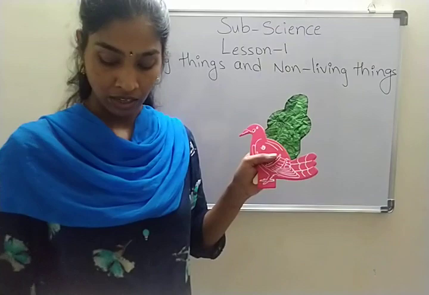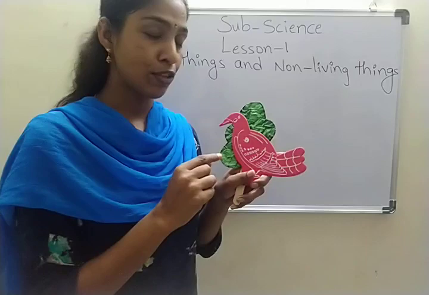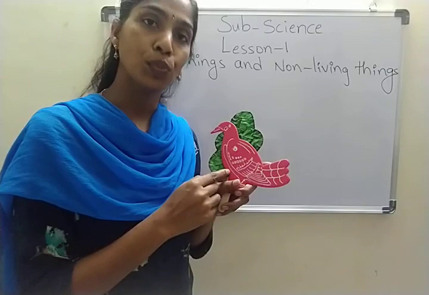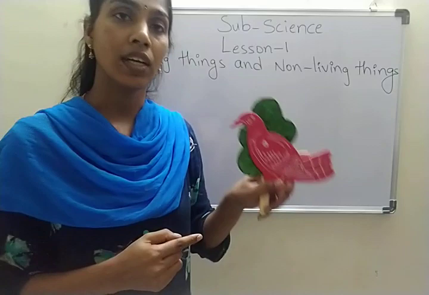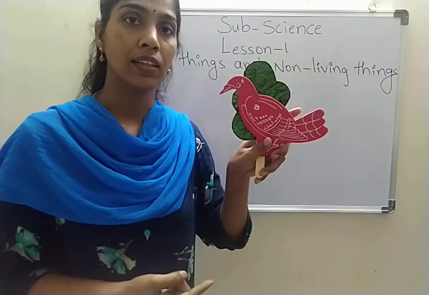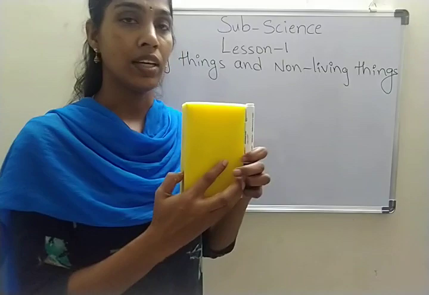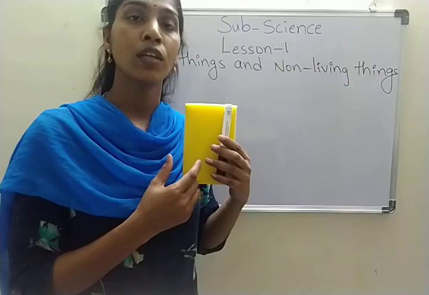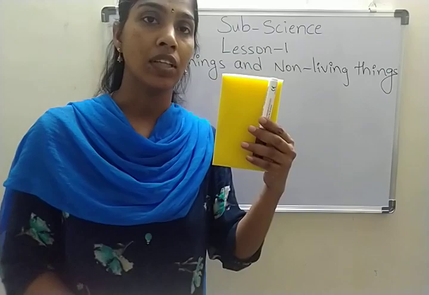Things that feel, breathe, need food, move and reproduce are called living things. What are living things, children? Things that breathe, feel, reproduce, and move on their own are called living things. Coming to non-living things, non-living things do not take food, do not breathe, do not feel, and do not reproduce. Have you understood, children, the difference between living things and non-living things?